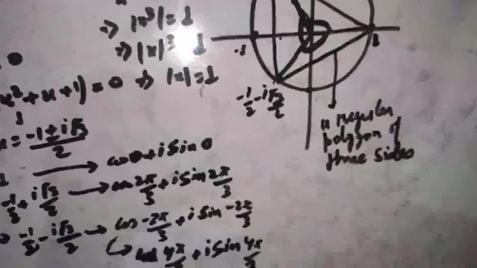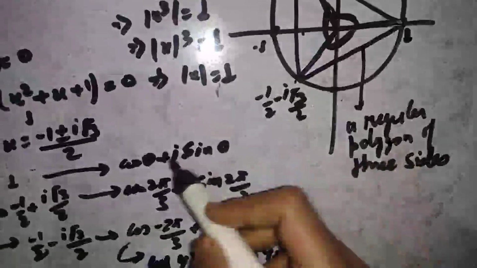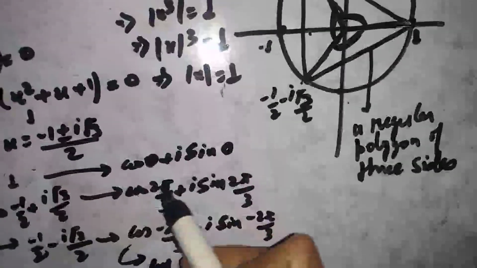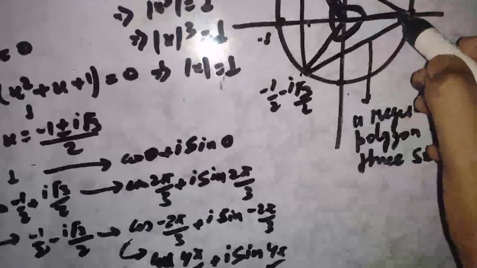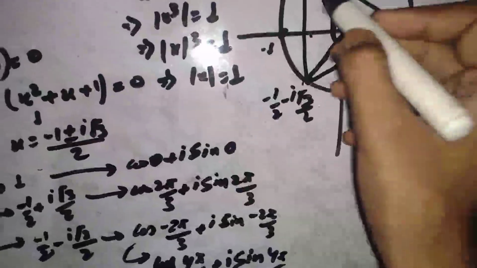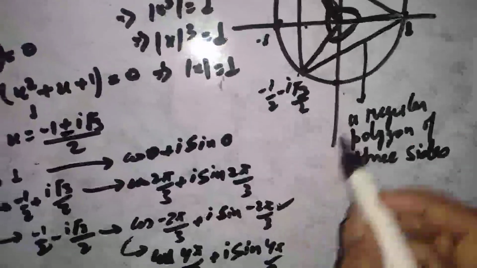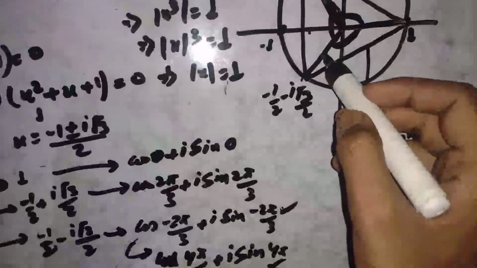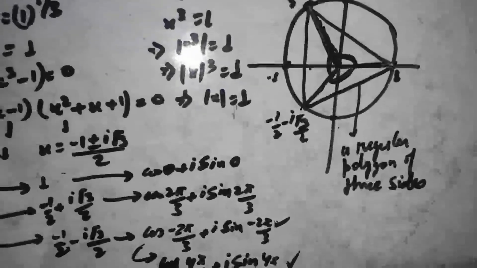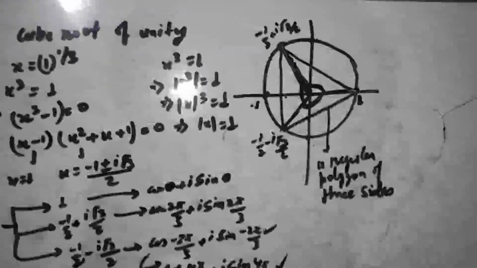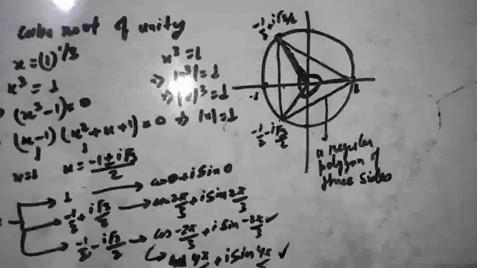In this equation, this is 0 degree, so it is verifying. Our second root is cos 2 pi by 3, so it is at 2 pi by 3 here, and our third root is minus 2 pi by 3. So you go either minus 2 pi by 3 or 4 pi by 3, and we will reach the same point satisfying this equation. Okay, so for cube root of unity, we will get a regular polygon of 3 sides, which will essentially be an equilateral triangle.